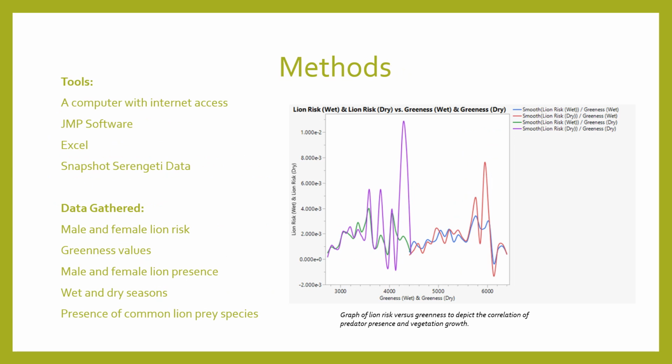Before we could even begin data collection, we had to preface by gathering a couple different tools that we used during the entire collection process. Probably the most important out of these was the JMP or JUMP software, which essentially was a software program that allowed us to take data from an Excel sheet, plug it in to this software, and get this gorgeous comprehensive graph out of it, which we actually used to select our significant data points. In addition to this, we also needed a computer with internet access, Excel, and of course our mega data sheet provided by Snapshot Serengeti, from which we withdrew all of our data points.